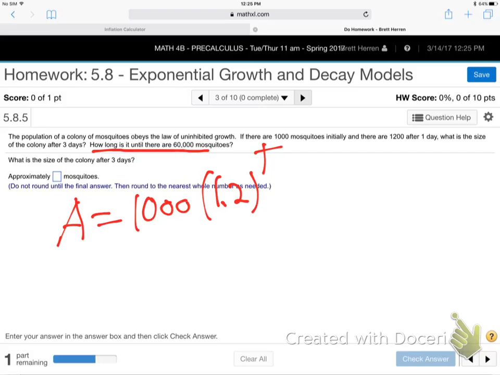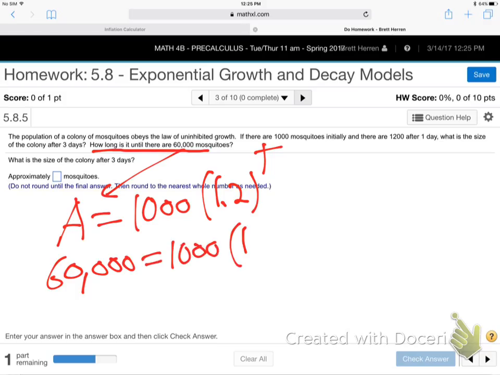All right, 60,000 mosquitoes. So you just pop in the 60,000 for A, right? Does that make sense? How long, what do they want from me? Time. Whenever they say how long, they want time. So I've got to solve that little equation. This is the last part of this question. Solve that little thing for time. How do you solve for time there?